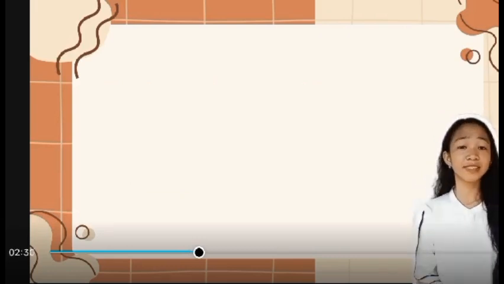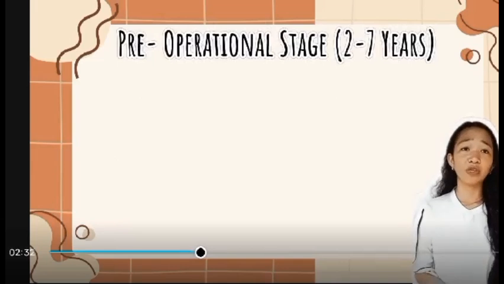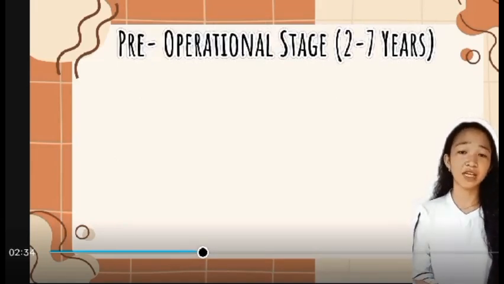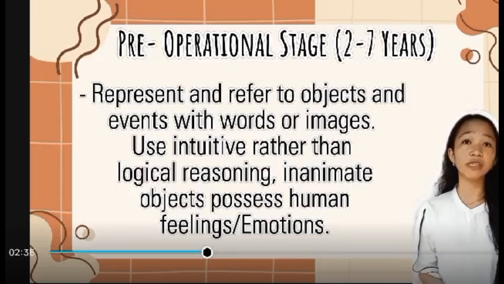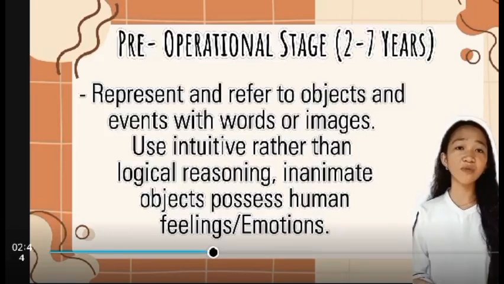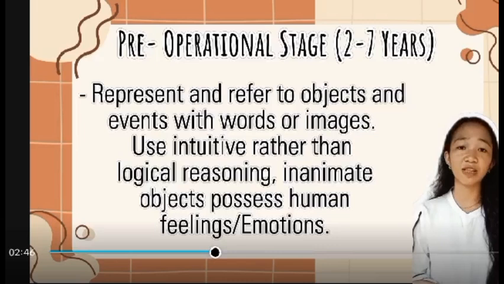The next stage is the pre-operational stage, 2 to 7 years. It represents and refers to objects and events with words or images, uses intuitive rather than logical reasoning, and believes inanimate objects possess human feelings or emotions.